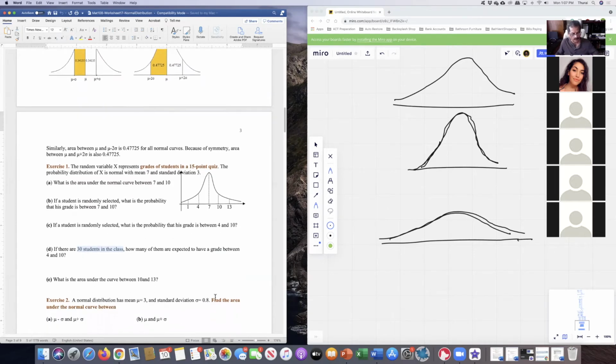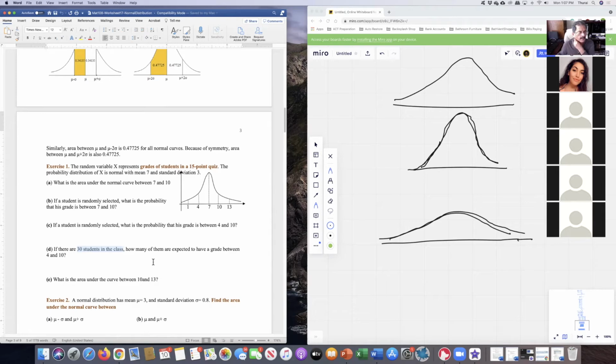0.68 times 30, let me multiply that in the calculator. 0.68 times 30 is 20. So that means, before even the class started, I can say that 20 students in my next 108 class will get grade between 4 and 10. This is accurate because we know that the grades are distributed normally. So using the past information, we can forecast the future. That's basically what's going on here.